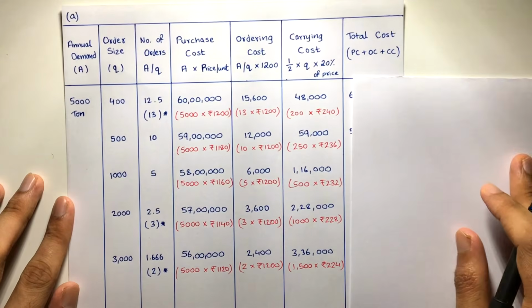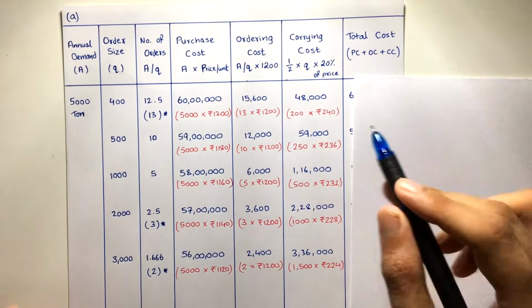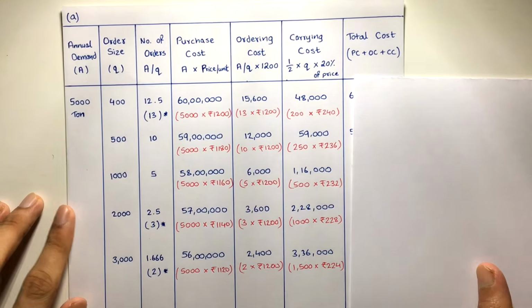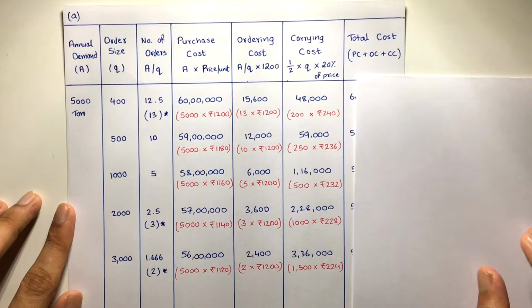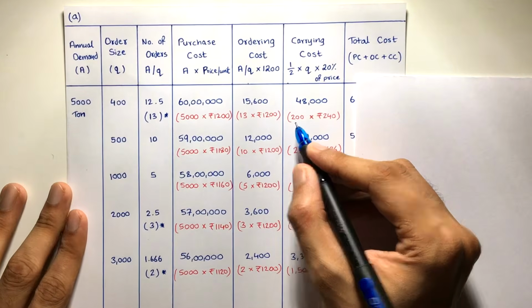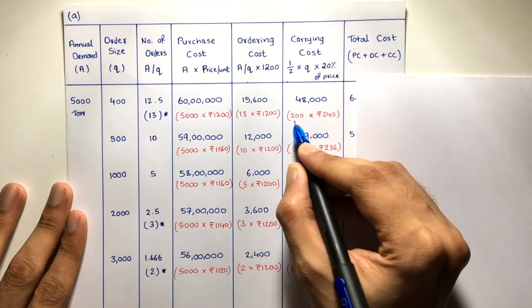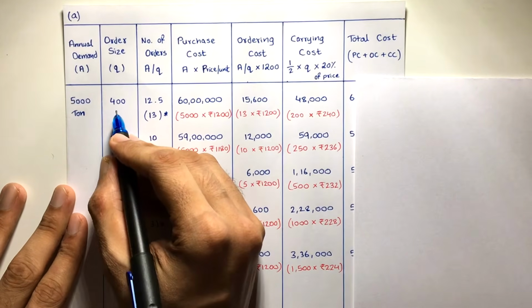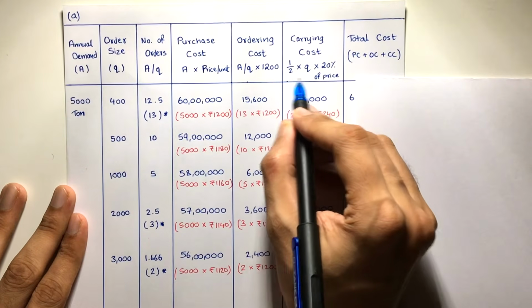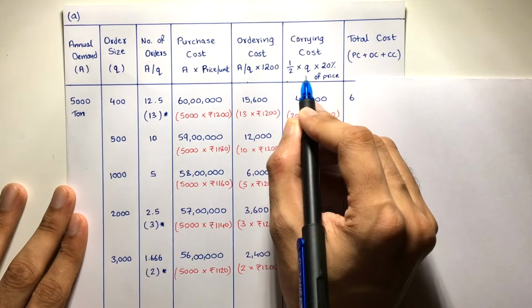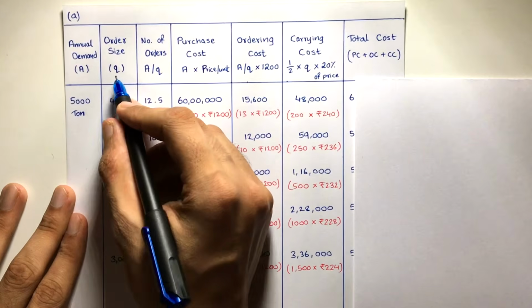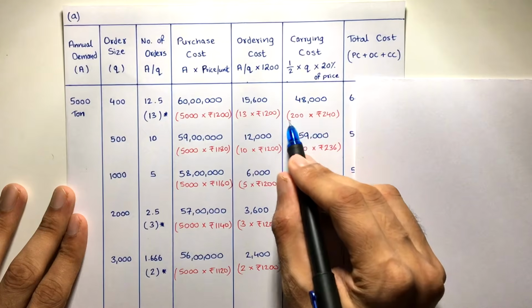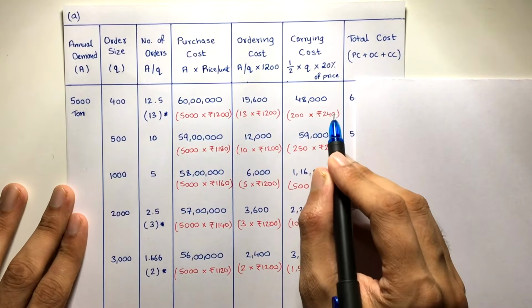200 into 240. Here I have not shown you the whole calculation, it's just the partial calculation, in short form, right? So see how it is happening. How did I get this 200 over here? Half of order size. This is the average inventory formula, half of Q. Half of Q means half of order size or order quantity. 200. This is the average inventory into carrying cost per unit per annum.